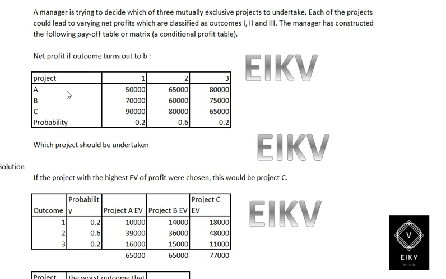So guys, they have given three projects A, B and C, and then they have given the probabilities and the three outcomes. For the first outcome, projects A, B, C will be 50,000, 70,000 and 90,000. For the second outcome, 65,000, 60,000 and 80,000, and third outcome 80,000, 75,000 and 65,000. The respective probability for outcome 1 will be 0.2, outcome 2 0.6, and for outcome 3 it will be 0.2. Then they have required us to select which project should be undertaken.